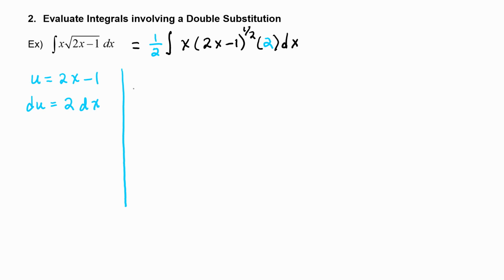Now let's start doing our substitutions. We know out front here we can bring down that 1/2. We have the integral. We know that this quantity 2x minus 1 to the half is going to be replaced with u to the half. And we know that 2 times dx is going to get replaced with du.